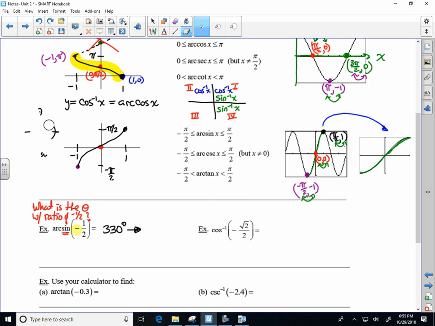So 330 degrees. We're living in a world of radians, so I need to know the radian equivalent of that. 11 pi over 6.